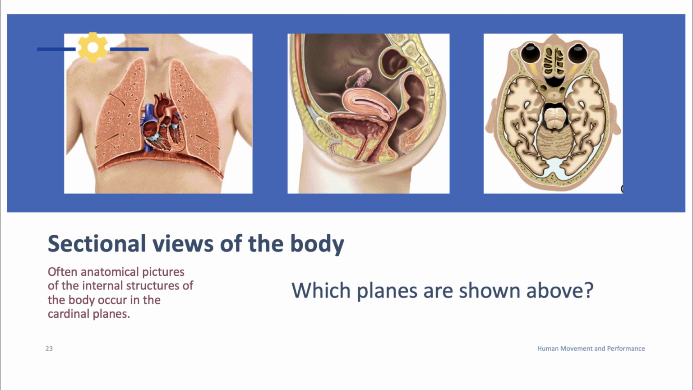So when you look at these anatomical pictures where we have sliced the body in half and we look at some aspect of the anatomy, those are sections as well that are taken in these cardinal planes. You don't see a lot of oblique plane sections. They're harder to understand, but you do at times.